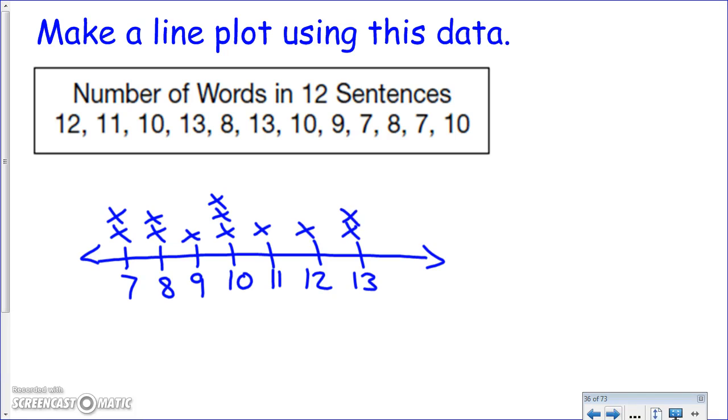When you're doing a line plot, you want to try and keep the X rows approximately even so that when you go to compare, you can actually see the difference between the 3 and the 2 and the 1. So that is a line plot. It's just the x's above each number to show us how many data points we have. So please make sure that is copied down and then glue the paper in your math notebook.